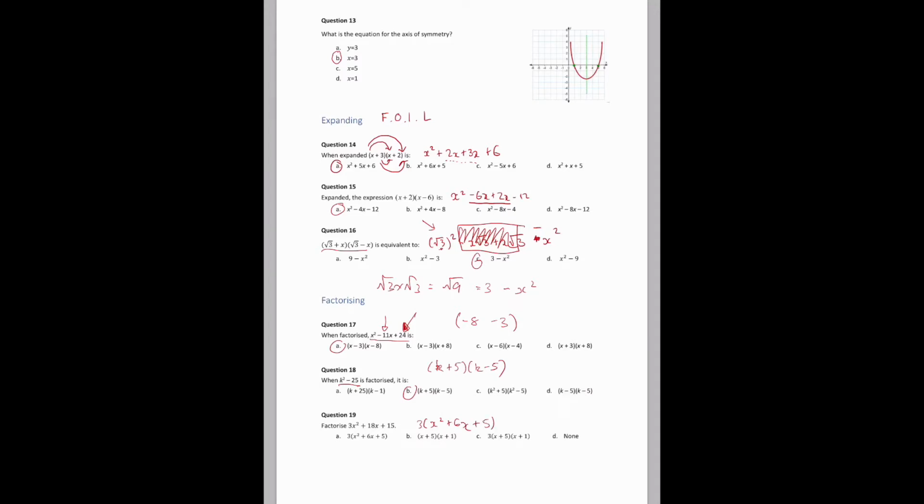And now that it's in this form over here, I can easily factorize this using the product sum method. So find 2 numbers that multiply each other to give you 5, but add up to 6. In this case, it's going to be positive 5 and positive 1. So therefore, our answer is going to be 3(x + 5)(x + 1). Hence, C will be the correct answer.